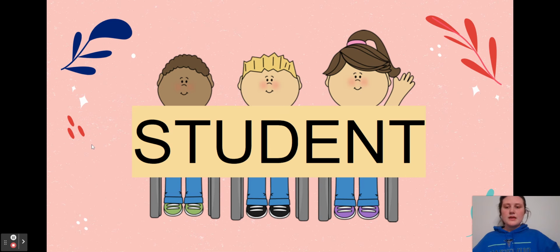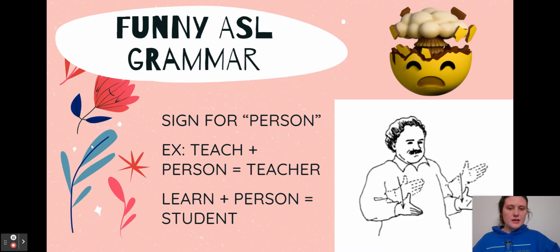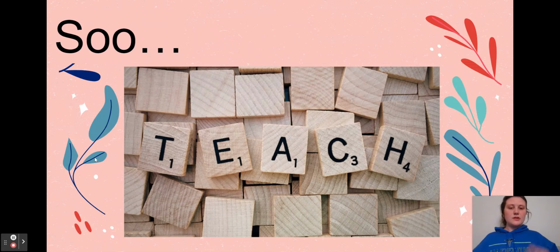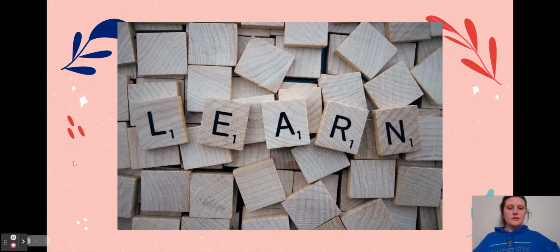All right? And then we talked about the weird grammar in ASL, which I just talked about, like teach plus person, which makes teacher, learn plus person, which makes the student. So if you take the person off the sign, then we now know what teach is, and we also know what learn is. You're putting that information into your brain. Remember, you're not putting the person sign at the end, you're just doing the first part, so learn.